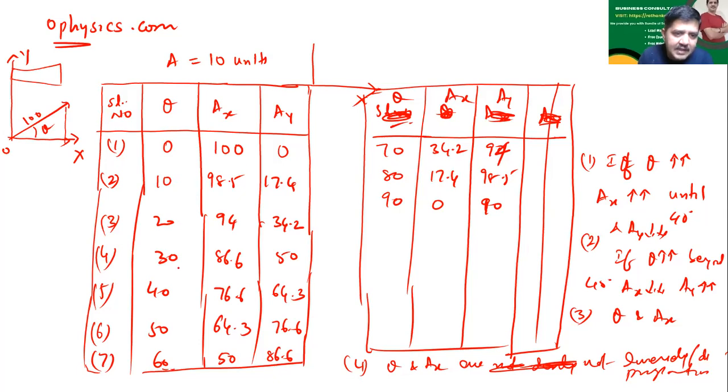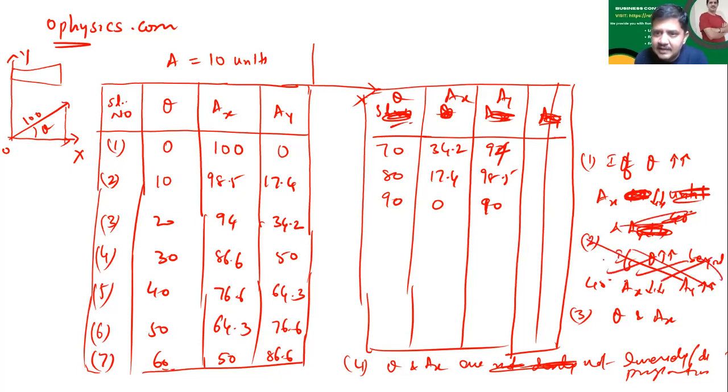Now, as we keep on increasing the value of theta, you observe that the value of AX kept on reducing. This is a mistake that I made here. Just rectify this. If theta is increased, AX does not increase. AX keeps on decreasing. This whole thing is incorrect.